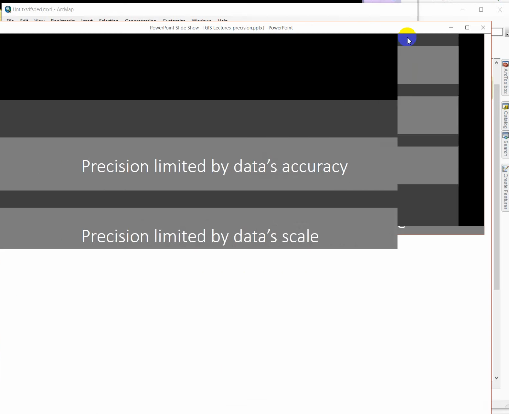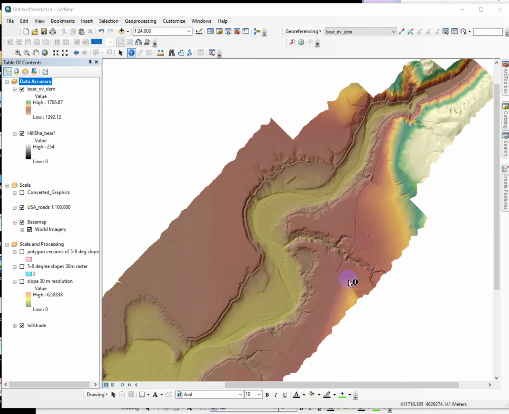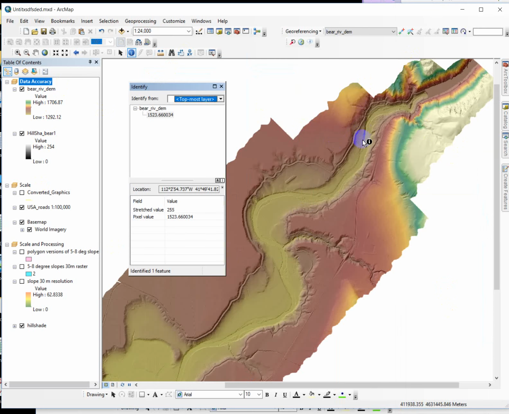Okay, so this is a LiDAR digital elevation model of the Bear River in northern Utah. And I'm going to use the Identify tool and just click to identify the elevations as I go up the slope here. So just take a look at this value. This is demonstrating that we have a range of values in this data set that ranges from 1,292 meters up to 1,706 or 7 meters.